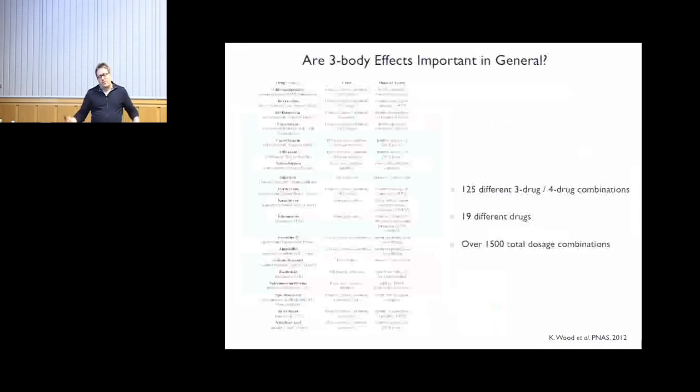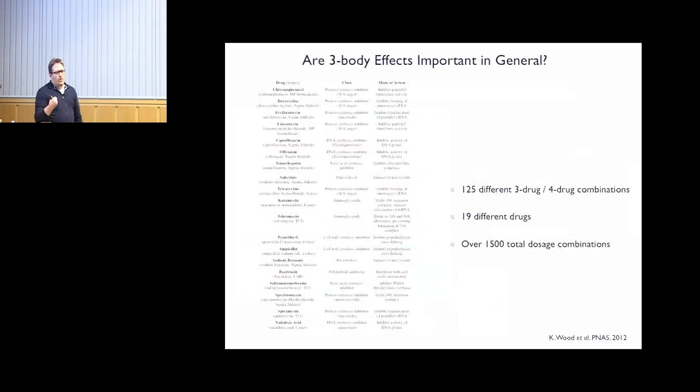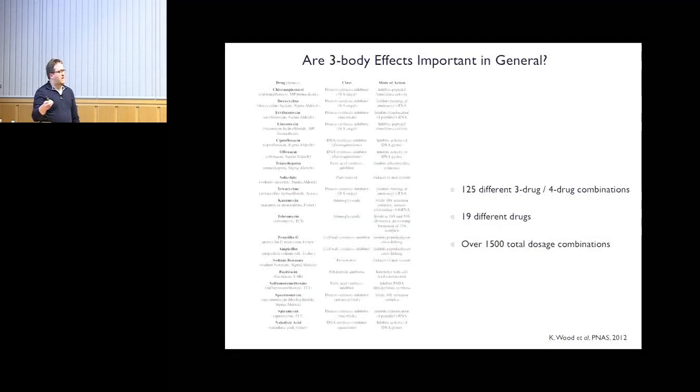And so we said, what you have to do next is see how general three-body interactions are. So we've got to take a huge list of drugs and start doing combinations. What we were hoping for is that maybe we can classify which drug combinations have three-body effects and which don't. Maybe that'll give us some insight, maybe it'll break down by mechanism, because there's some idea out there that pairwise interactions between drugs depend on mechanism of action.